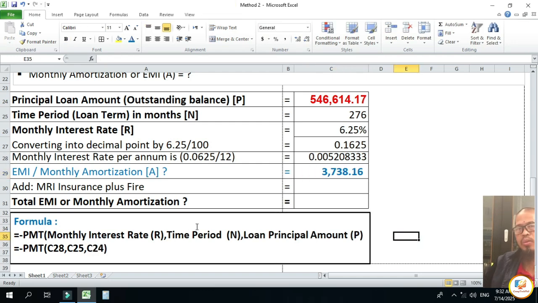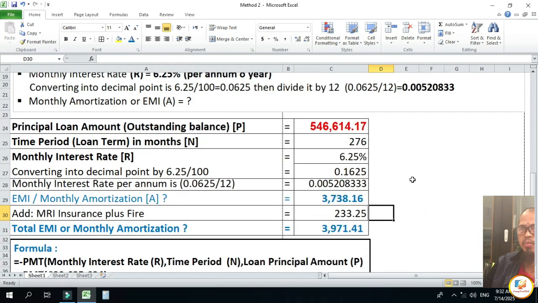Since, as I mentioned before, I have non-life insurance, which is fire insurance, which is 233.25, we are going to add this to this one. The total is 3,971.41. This is my monthly amortization, the same as method 1.